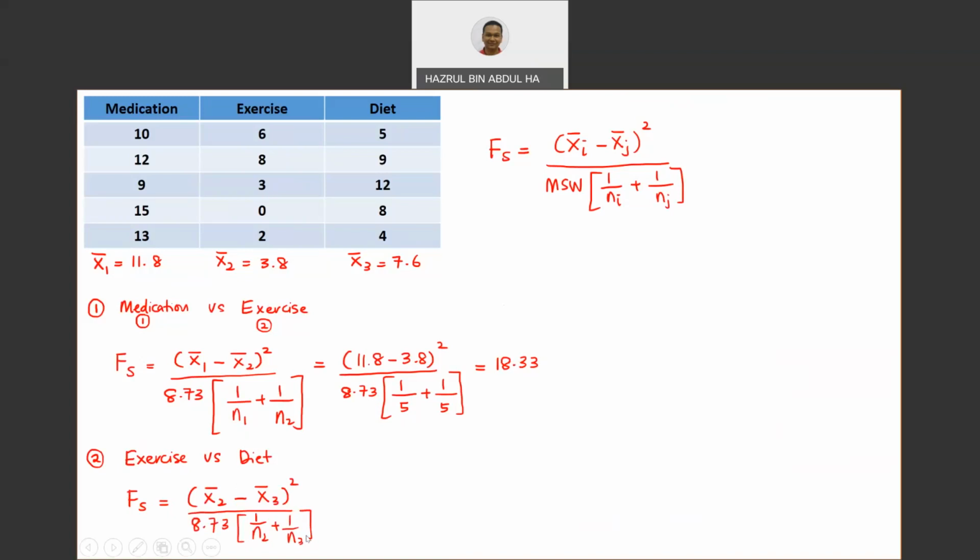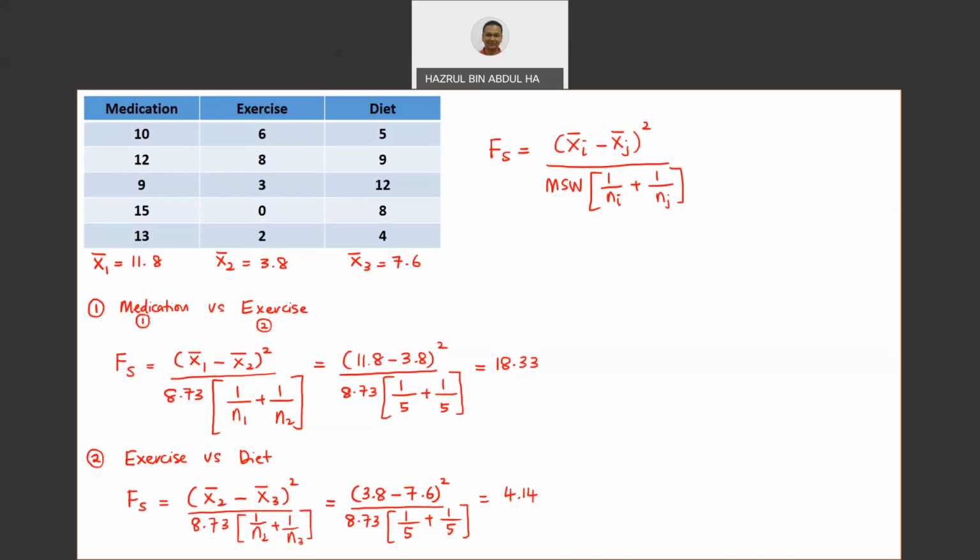Now you just have to substitute all the values that we have. So x bar 2 is equal to 3.8 minus x bar 3, which is 7.6, all this squared, divided by MSW, 8.73, multiplied by 1 over the number of samples in the second group, which is 5, plus 1 over the number of samples in the third group, which is also 5. You just have to simplify, and the answer is 4.14.